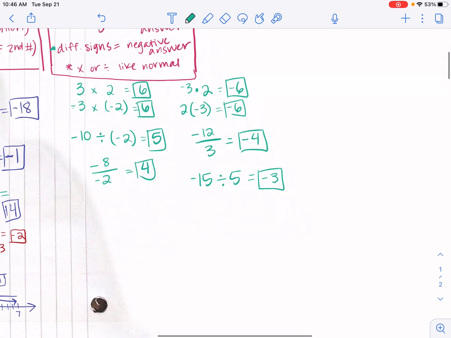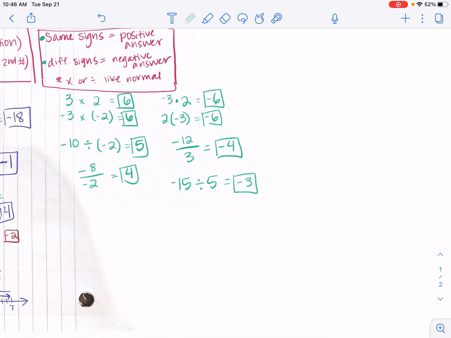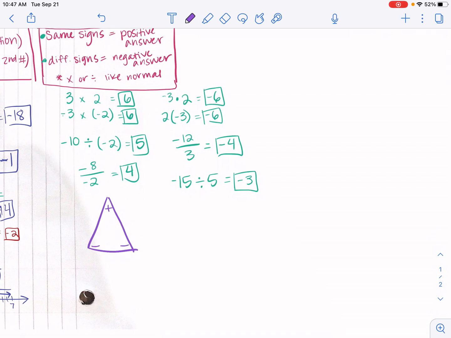I'm going to show you a way that you can kind of remember this. I like to call it the triangle method. So let's say I have a triangle that looks like this. At the top, you're going to put a little plus sign, and then at the bottom, you're going to put little minus signs. Okay, reminds me of like a little mountain. So we've got the plus at the top and the 2 minus signs. So let's say I have a math problem, and this only works for multiplication and division.